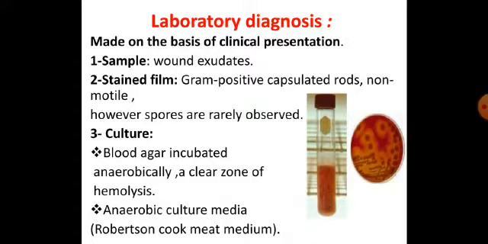Laboratory diagnosis is made on the basis of clinical presentation also. The sample in case of gas gangrene is a wound exudate. The stained film reveals gram-positive capsulated rods, non-motile. However, the spores here are rarely observed. Culture anaerobically on blood agar shows a clear zone of hemolysis. A good anaerobic culture medium for cultivation here is the Robertson cooked meat medium.